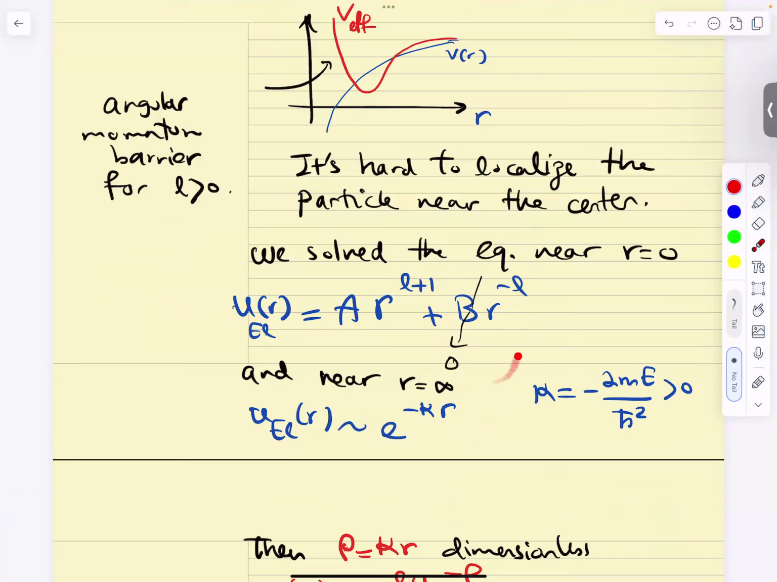There was a reason for that. We dropped this term. So B has to be 0 for physical reasons. Do you guys recall why?